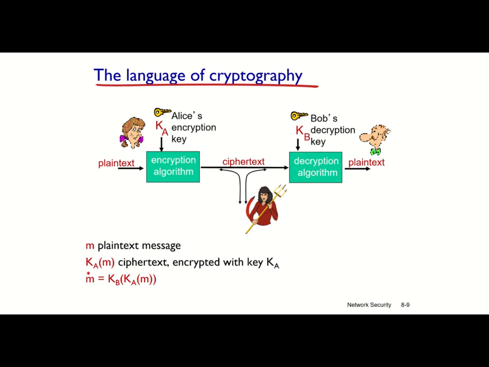So M is equal to Kb of Ka of M. So if you apply Kb and Ka back to back to the plain text, you get the same text message. Therefore, based on the inverse function definition, we can say that K sub B is equal to K sub A inverse, which means that the encryption key is the inverse of the decryption key, or the decryption key is the inverse of the encryption key.